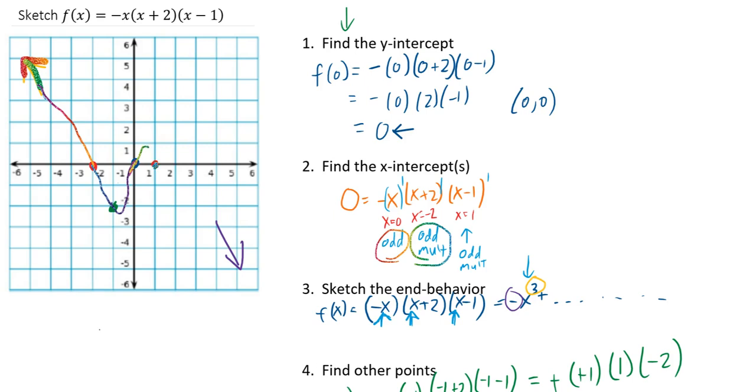And I have another x-intercept here, so I better turn around and hit this x-intercept. 1 had an odd multiplicity, so I cross. And I end up with that end behavior. I know this was vague. I'm going to, for the sake of time, cut this video off and do another one after this.